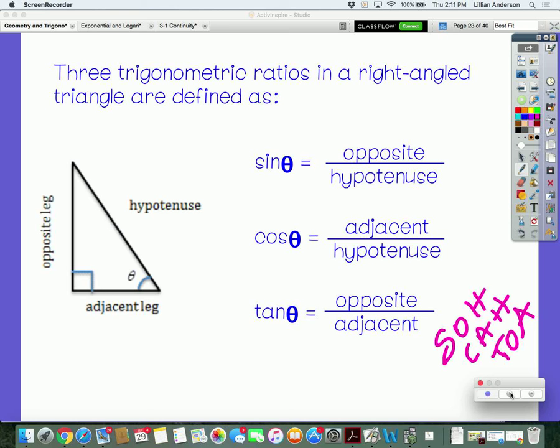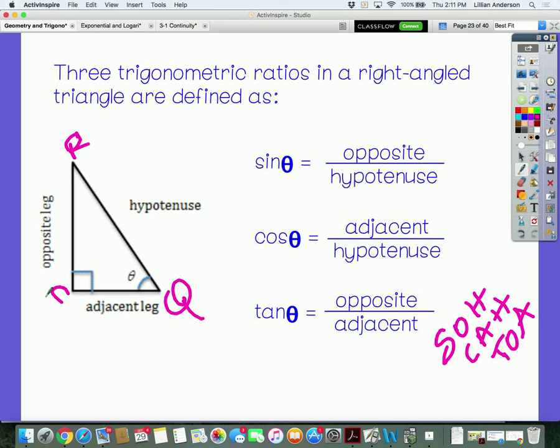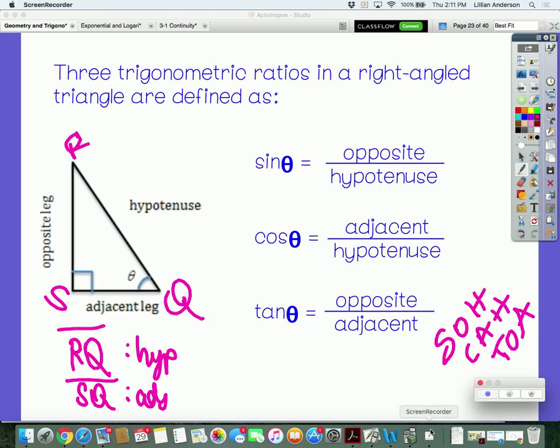So, for example, if this was my triangle and it was labeled Q, R, and S, well, my hypotenuse would be, and be careful, triangles are made up of segments, so it would be segment RQ. That would be my hypotenuse. My adjacent side would be segment SQ, and my opposite side would be segment RS. That's what you guys are doing in this table, okay? I'm going to give you about a minute, maybe a minute and a half to complete this table. Make sure that if you need to, label your sides so that way you don't get confused.